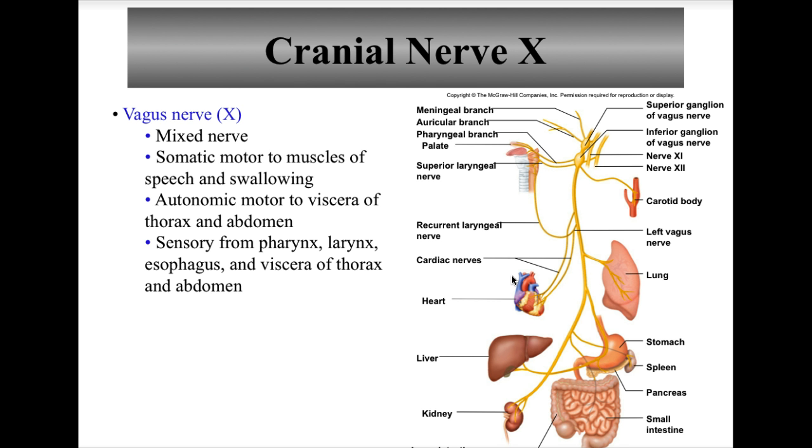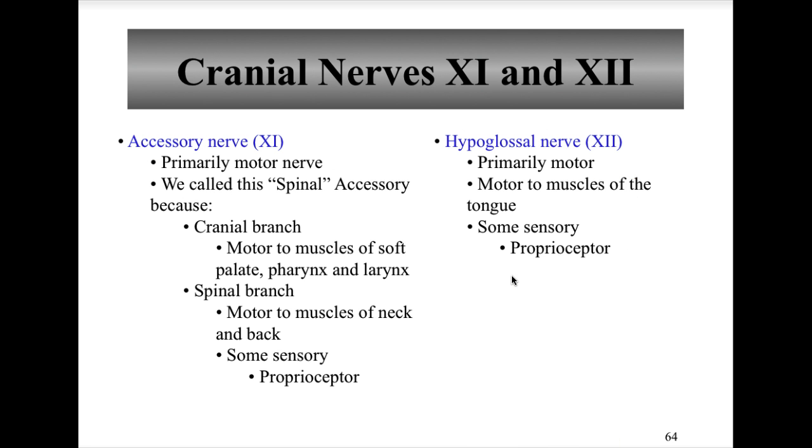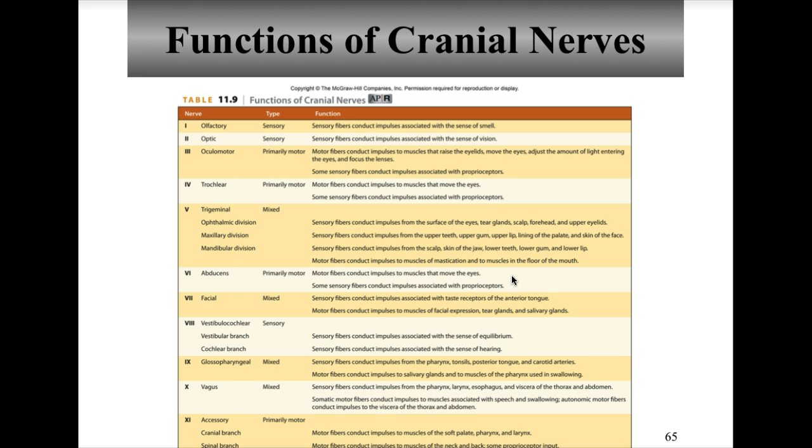Nerve 10, this is the vagus nerve, and that's going to innervate visceral smooth muscle and sensation from those organs. It serves as a mixed nerve. So you can check that nerve out. Then you have accessory nerve 11, and that's going to innervate the neck muscles. It's a motor only nerve. And lastly, you have the hypoglossal nerve. And the hypoglossal nerve is going to move the tongue, and that is a motor only nerve.